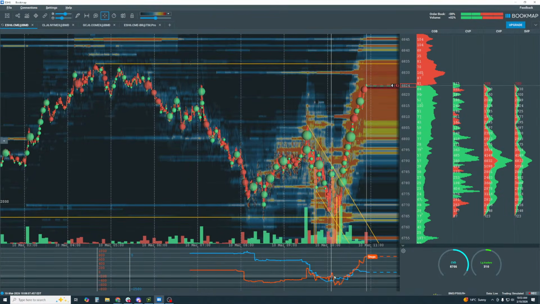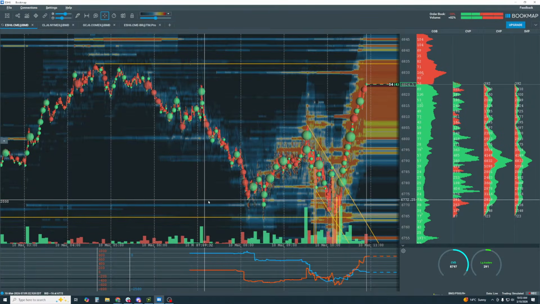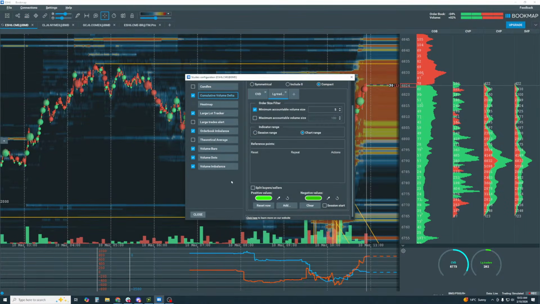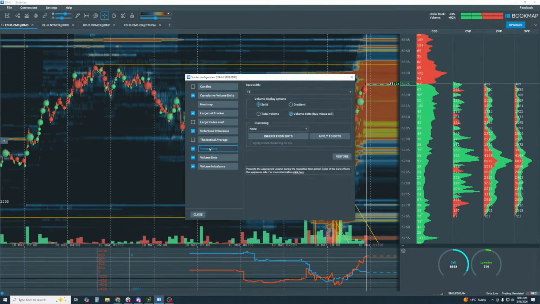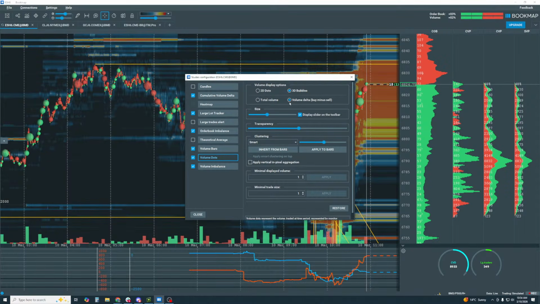Okay, so these are stops and icebergs down here, Kevin. And the histogram here of the volume, sure, that's no problem. So you go up to studies configuration here, and then you'll see volume bars here. Select it, and then this is something I like to do. Let's go to the volume dots right below it here. This is the setting that I have.